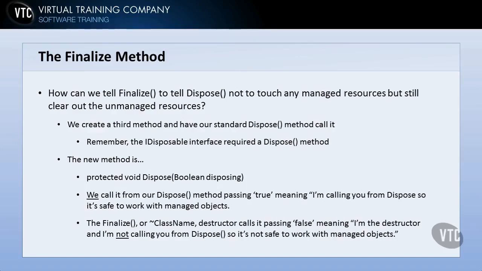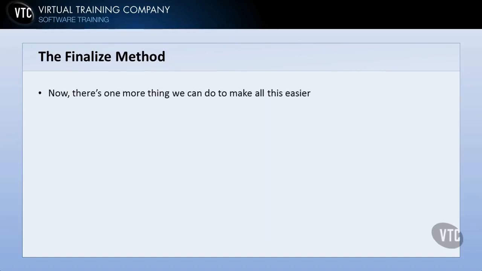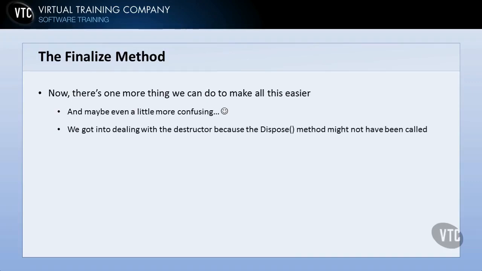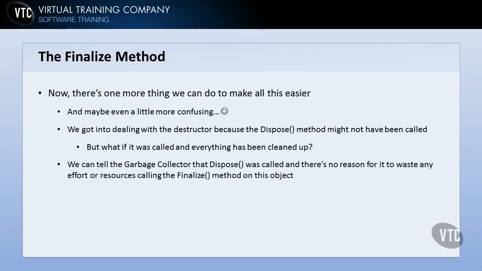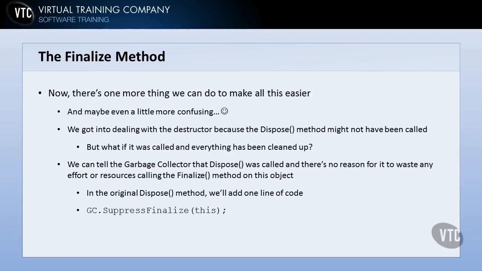Now, there's one more thing we can do to make all this easier and even a little more confusing. That's just what you need, right? We got into this whole destructor deal because the dispose method might not have been called. But what if it was called and everything was cleared up? Well, when we call the dispose method, we can put a single line in there to tell the garbage collector that dispose has been called, and there's no reason for it to waste any effort or resources calling the finalize method. We've got kind of a circular thing going here. So in the original dispose method, we're going to add one line of code, GC.SuppressFinalize(this), and that will prevent the finalize method or the GC from trying to go back and clean up all those managed objects. So that's the deal.